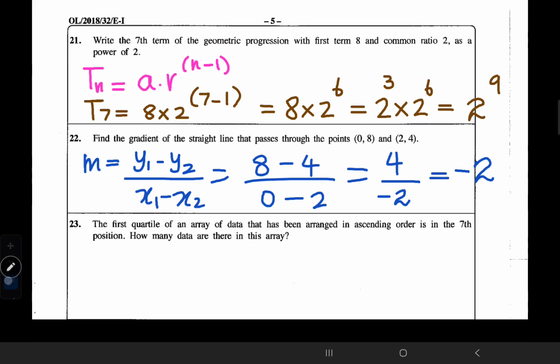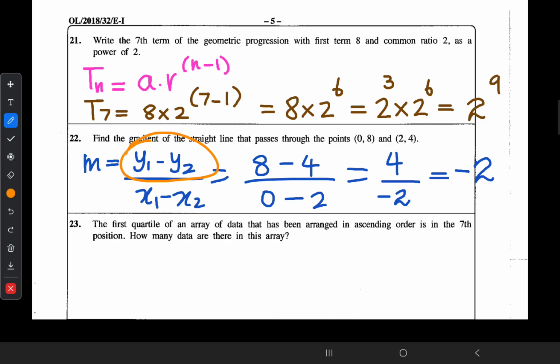Mostly students make a mistake: instead of dividing the y coordinate difference by the x coordinate difference, they mistakenly interchange the values and divide the x coordinate difference by the y coordinate difference. That is incorrect. The y values difference should be divided by the x coordinate difference. 8 minus 4, 0 minus 2. So 4 divided by negative 2, the answer is negative 2.